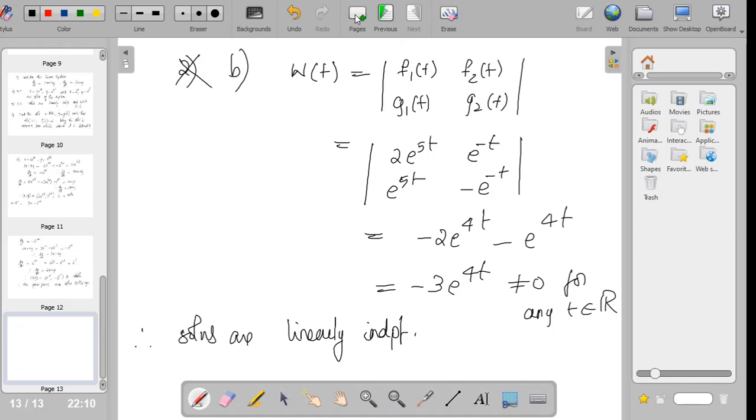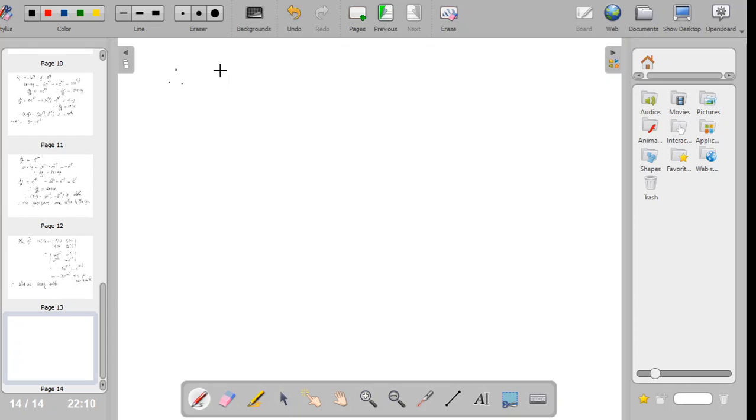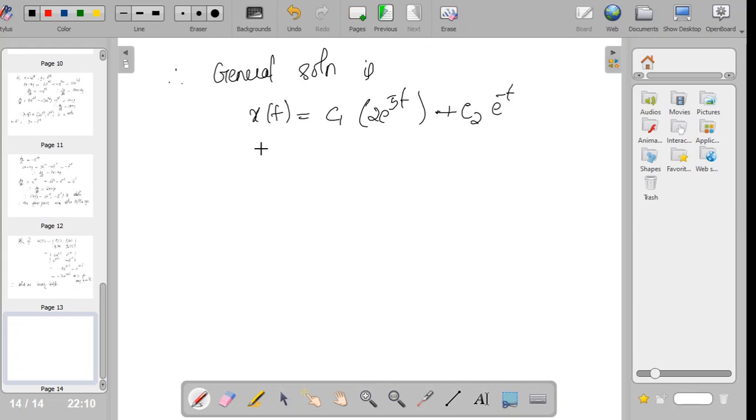Next we need to write the general solution. The general solution will be x of t equal to c1 f1 plus c2 f2, so that will be c1 into 2 e raised to 5t plus c2 e raised to minus t, and y of t will be c1 e raised to 5t plus c2 times minus e raised to minus t. So that is the general solution.